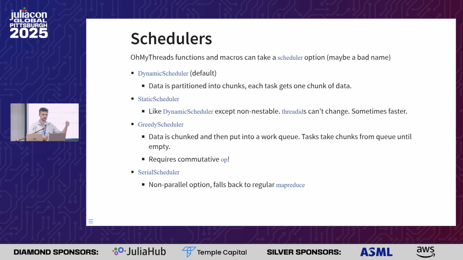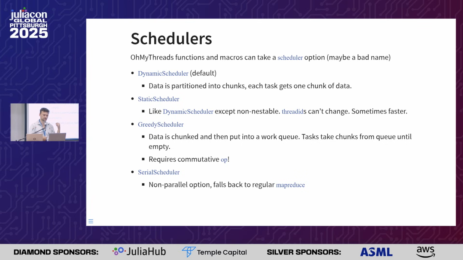The scheduling options right now mostly reflect what's in @threads, but it's extendable. You can just define a new scheduler and define what MapReduce means on that scheduler. I would actually really like to implement a task group scheduler. I think that's something I've wanted for a while. So we have four different schedulers right now. We have a dynamic scheduler. This is the default, and it's basically like regular @threads. We partition your data into chunks, and then each task gets a chunk of data. We have a static scheduler, which is like that, except we pin each thread. We make each task sticky, so it's not allowed to migrate.